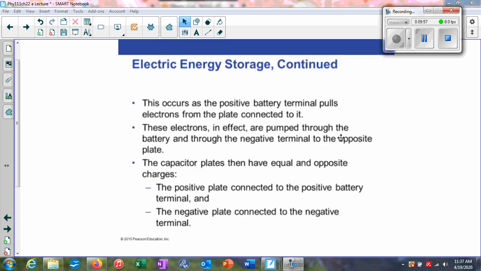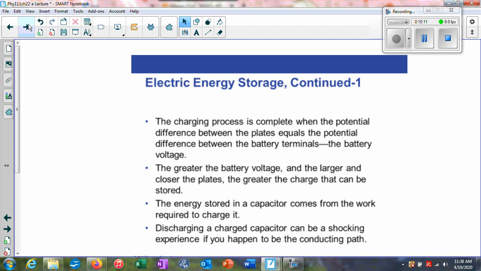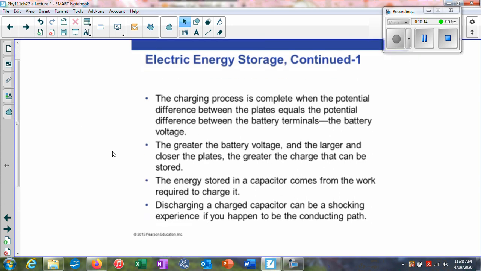Those capacitor plates then have equal and opposite charges. The positive plate is connected to the positive battery terminal. The negative plate is connected to the negative terminal. The charging process is complete when the potential difference between the plates is the same as the potential difference between the battery terminals, which is the battery voltage. So the greater the battery voltage and the larger and closer the plates, the greater the charge that we can store in that capacitor. The energy comes from the work that's required to charge it.